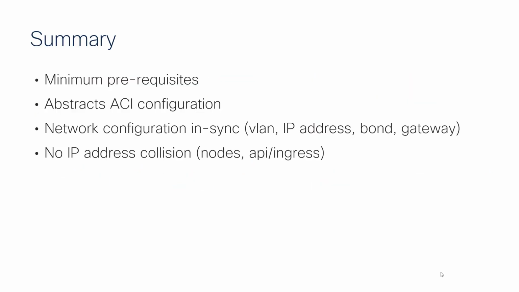As you have seen, with minimum prerequisites, minimum pre-configuration of ACI fabric, you can very easily and intuitively abstract quite complex ACI configurations and trigger them with just a single command, leading to successful OpenShift installations without the risk of running into any problems due to network and cluster configuration mismatch.